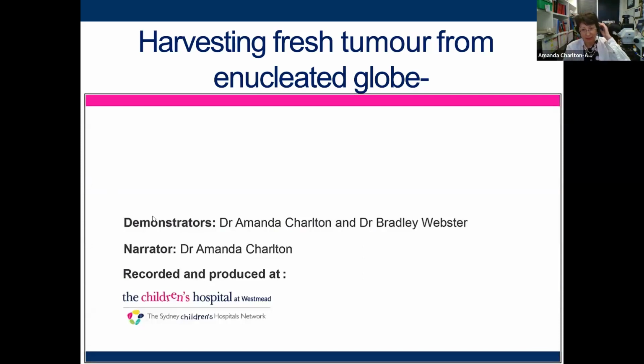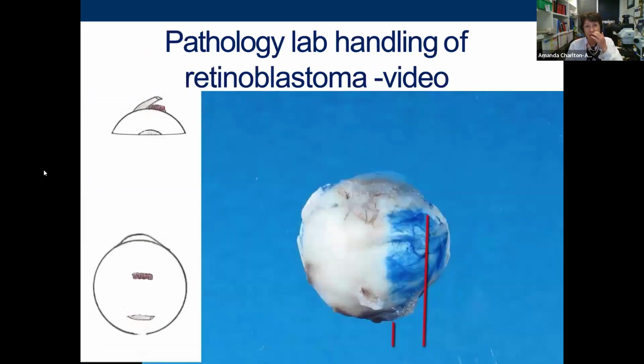Right, so that is what we do in the laboratory and why we need a fresh tissue sample. Right, we did the video. Here the blue stuff is ink for orientation and that's showing the cutting lines.